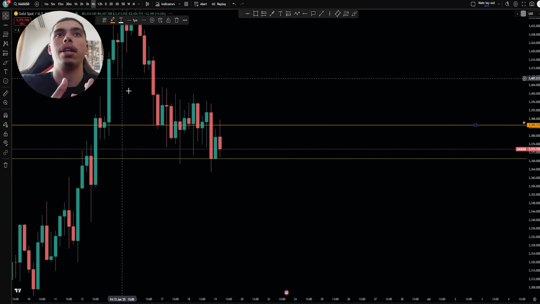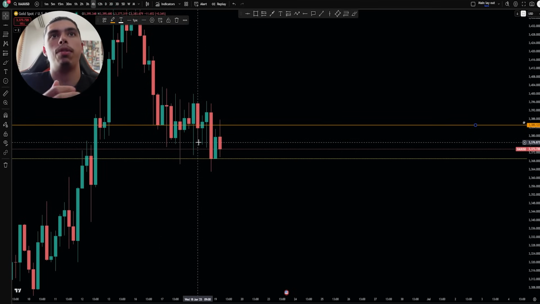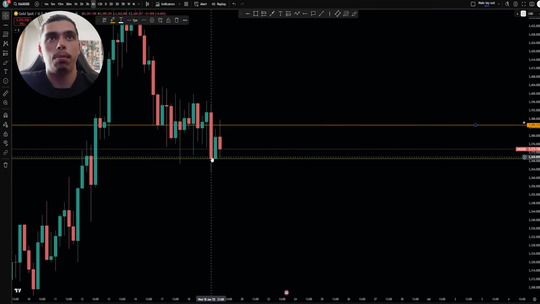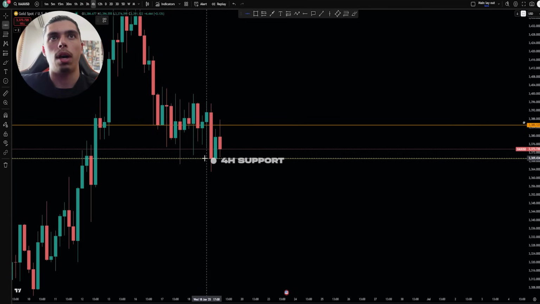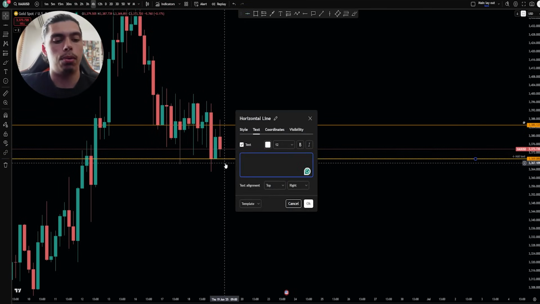Now I do the same thing on the 4-hour time frame. On the 4-hour time frame, we start to have some mess. So our most recent support, remember, bearish followed by bullish. We look left, and the most recent that happened was this one here. So I mark this as my 4-hour support, 4S.